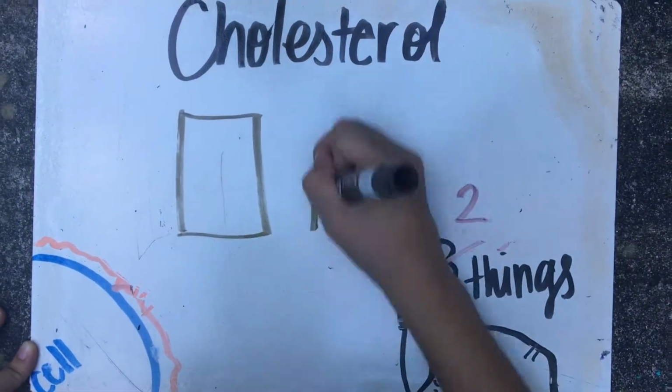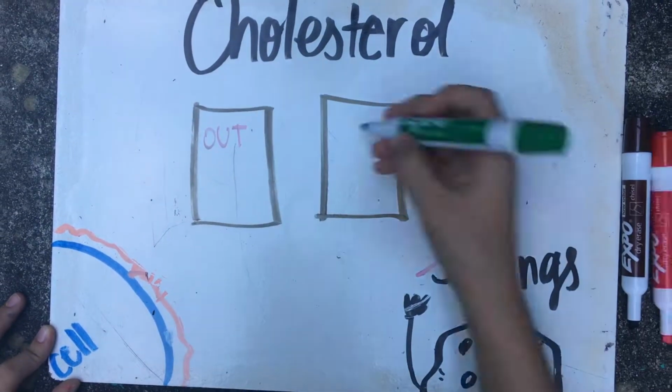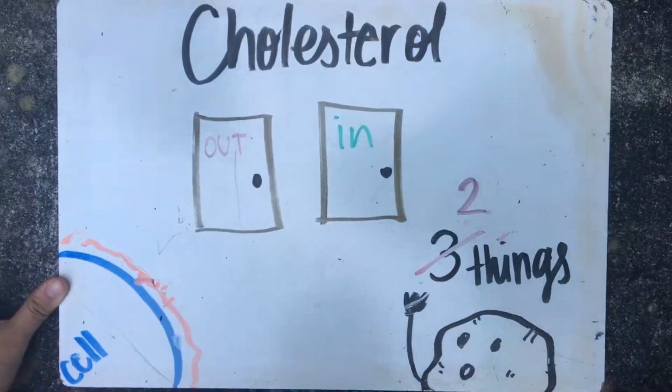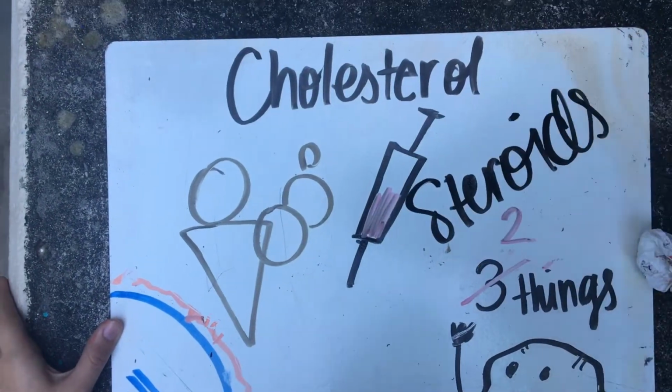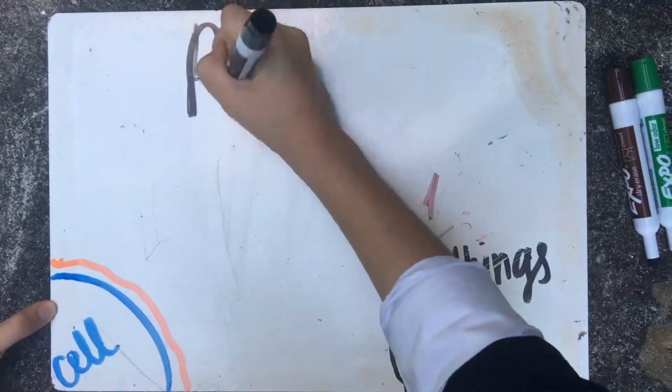So, the second thing is the cholesterol. They regulate the molecules that enter and exit the cell. And FYI, they are made out of a type of steroid. Okay. Lastly, there are the proteins.